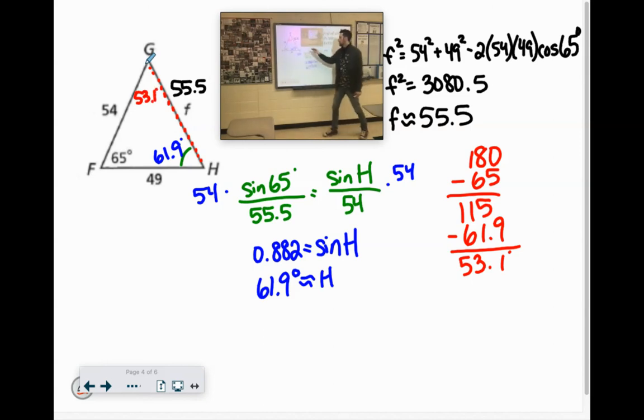That was fun. Again, you can check for the longest side being across from the largest angle. Our largest angle is 65. That's across from the largest side. Our smallest side is across from the smallest angle. Those are all good signs.